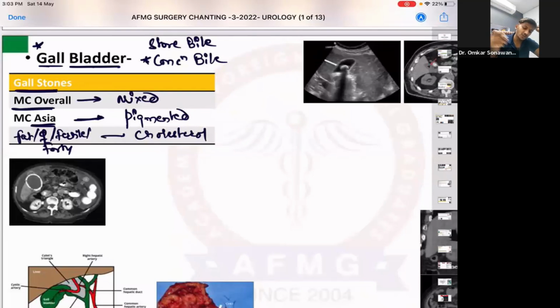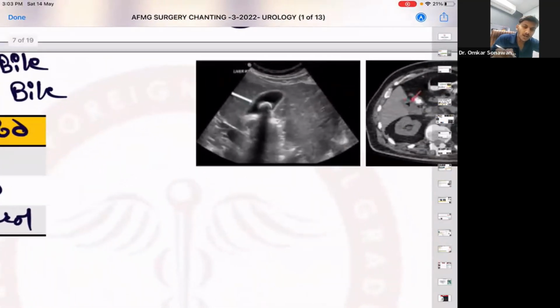What is the investigation of choice for gallstones? Gallstones are not calcified, please remember. Therefore, they cannot be seen on CECT. They are radiolucent. Therefore, the investigation of choice is ultrasound abdomen. Please remember, the investigation of choice for gallstones is ultrasound abdomen.